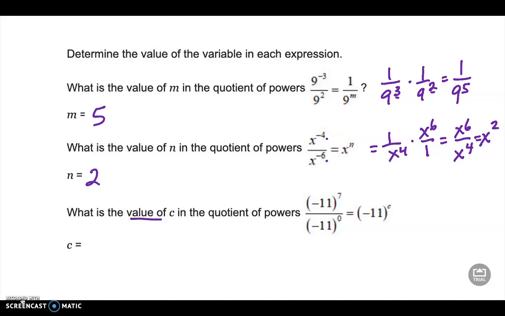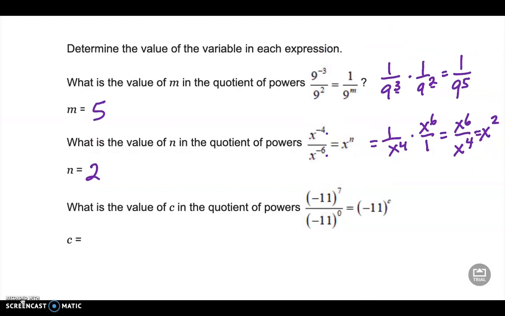What is the value of c? So we're trying to find what power we're taking negative 11 to. So the base is negative 11. So this is equal to negative 11 to the 7 minus 0, which is the same thing as saying negative 11 to the 7th power. So c equals 7.